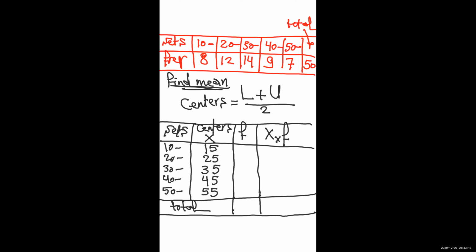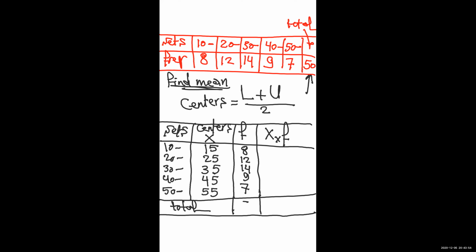Also, I can get it using a simple way. What is the length of the set? It's from 10 to 20, so 10 points. I have to start from the middle point between 10 and 20, then increase by the length of the set each time. So 15, 25, 35, 45, 55, and so on. Then the frequency directly from the table: 8, then 12, then 14, then 9, then finally 7. And the total of the frequency, given in the table, is 50.